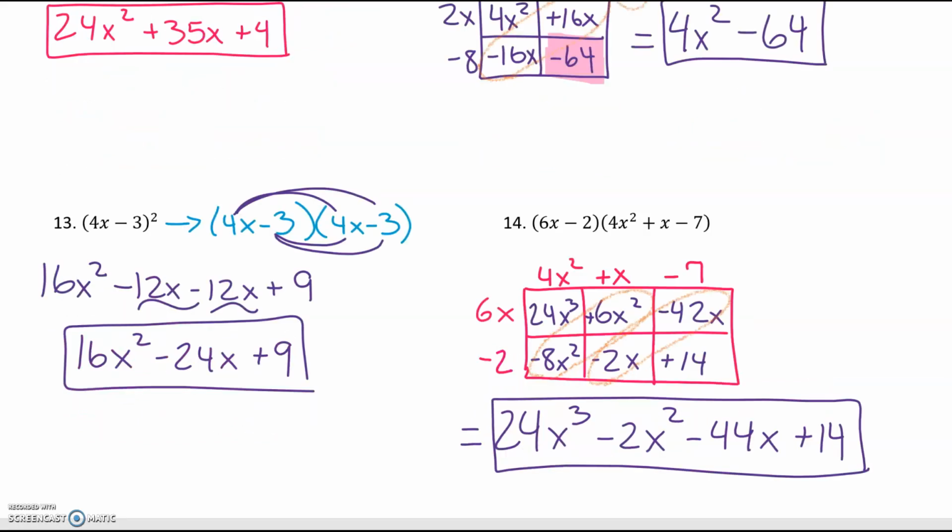All right, and here is the answers to 13 and 14. 13, I went ahead and rewrote it, 4x minus 3 times 4x minus 3, and I did distribution. Number 14, I drew myself a 2 by 3 box because it's a binomial times a trinomial, and then I multiplied together and combined like terms.